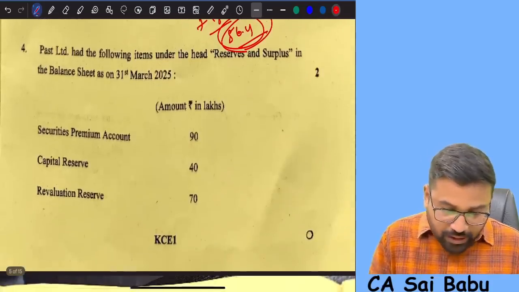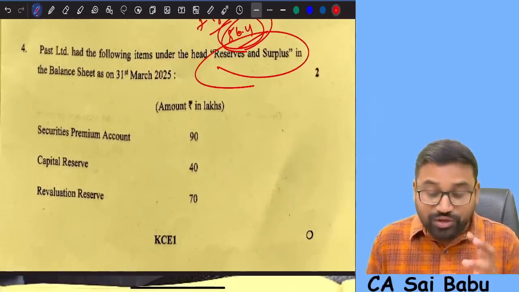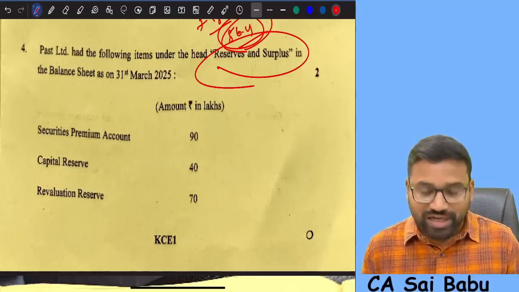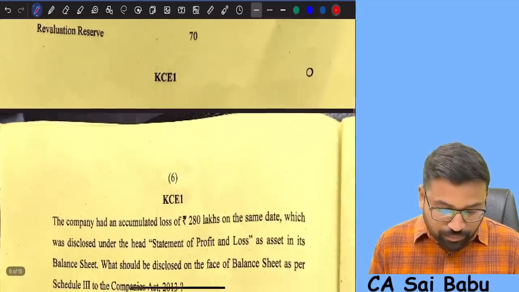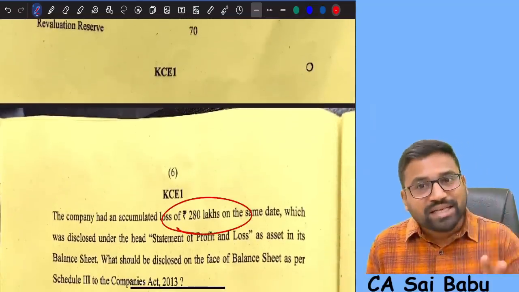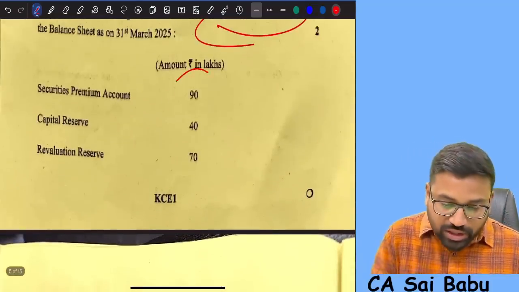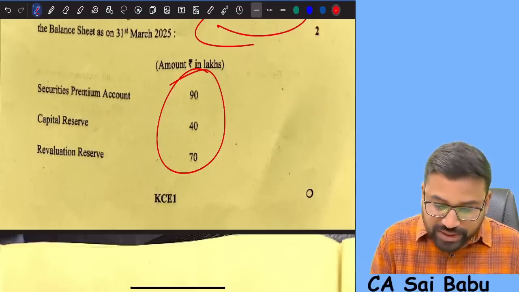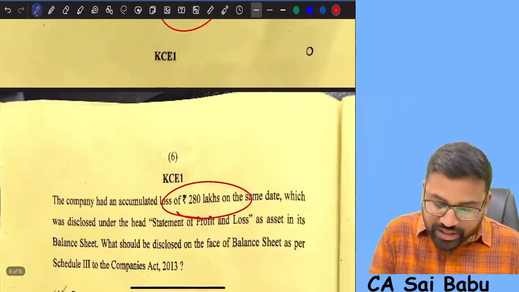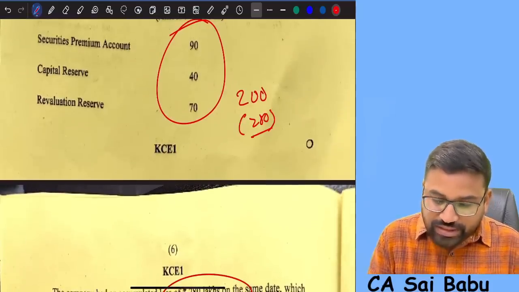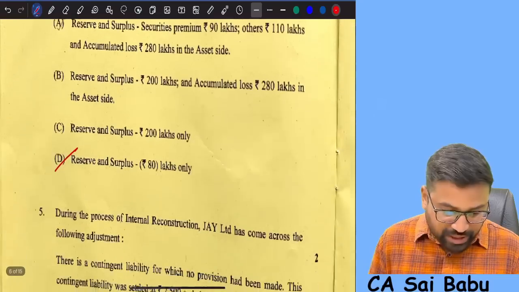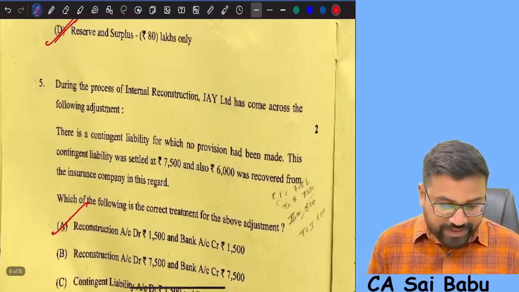Next. This next question is a very simple question. I told you even in my important adjustments also this question I covered. Practical questions relating to Schedule 3. When P&L account is having a debit balance, still it has to be shown under reserves and surplus only. You see the total reserves 90 plus 40, 130, 130 plus 70, 200 minus 280. So therefore the total reserves and surplus is minus 80. So we need to show reserves and surplus 80. This is the answer. Next.